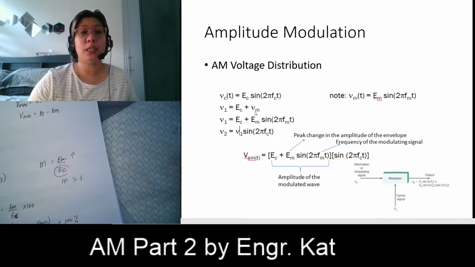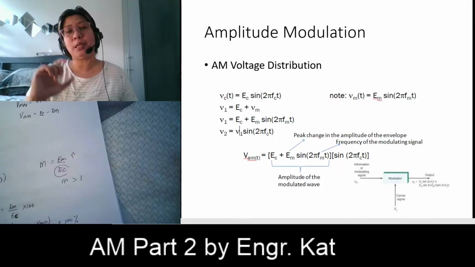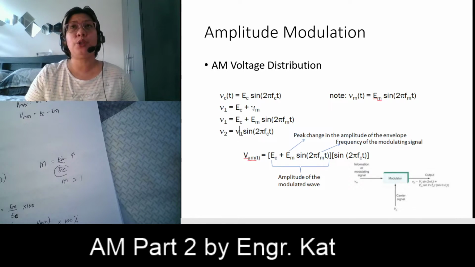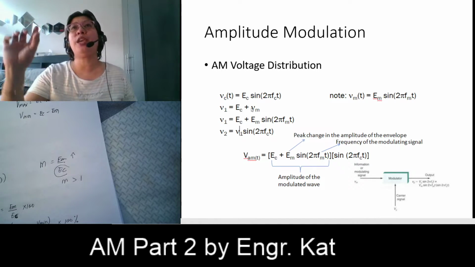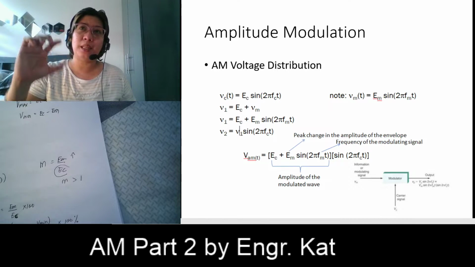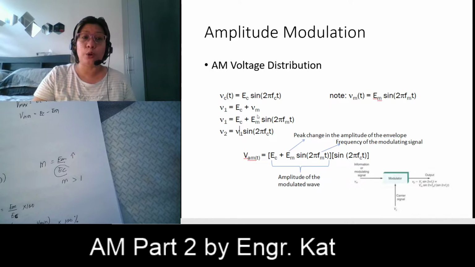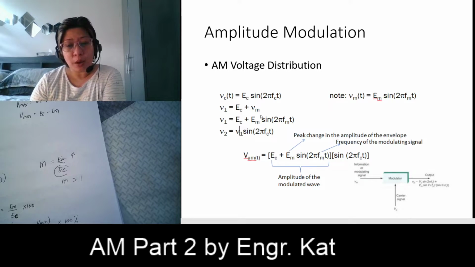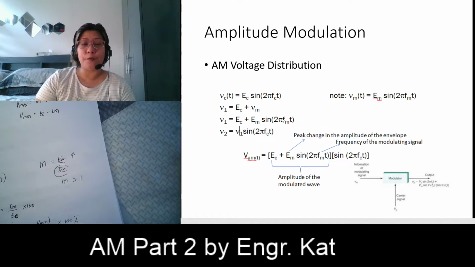So we have here EC plus VM. Since VM is changing with respect to time, it is instantaneously changing, so we are adding and subtracting this. We'll just consider adding. The amplitude of your modulating signal is changing, so that change we're going to add to your peak carrier voltage. So we have here EC plus VM: the instantaneous value of the modulating signal algebraically adds to the peak value of the carrier.